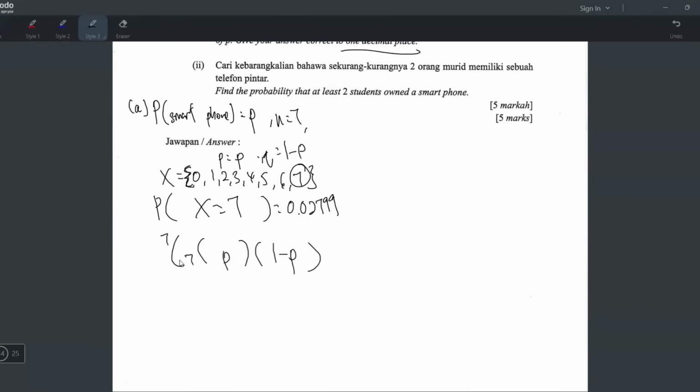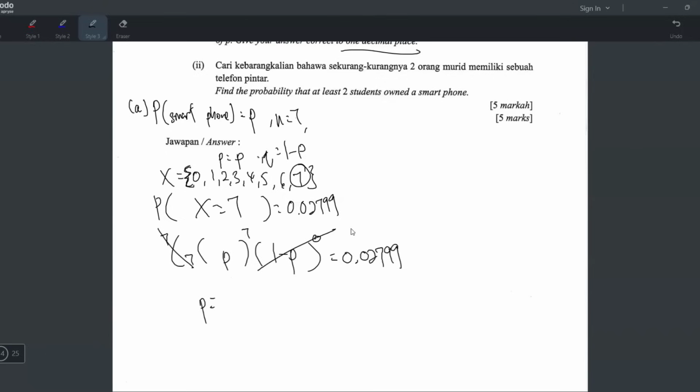So the power here, same with the number down here, and then 7 minus 7 will give you 0, equals 0.02799. So this is what I mean by that. You see, you can cut, because when you power 0, you get 1. So it doesn't matter what you write here, because you just end up cutting it. 7C7 also 1. So now you can find P.